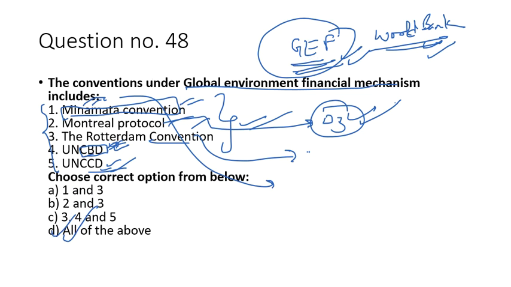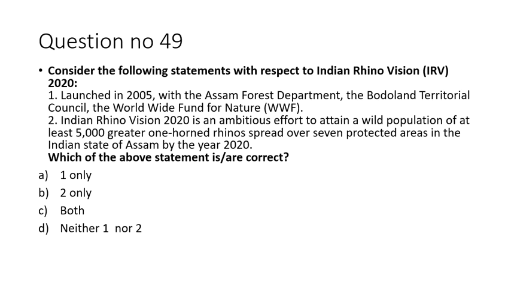You have to remember these five conventions, right? Question number 48. Sorry about that. Question number 49. Question number 49 is about the Indian Rhino Vision, IRV. It was launched in 2005, and the bodies involved were the Assam Forest Department, the Bodoland Territorial Council, and the Worldwide Fund for Nature. These all three were involved, so this statement is correct.